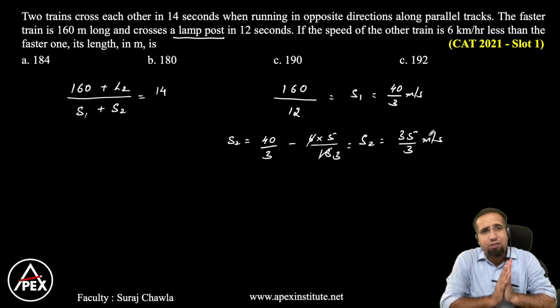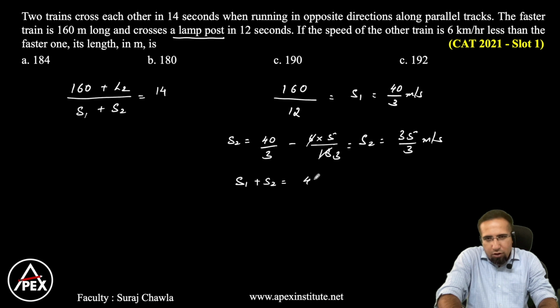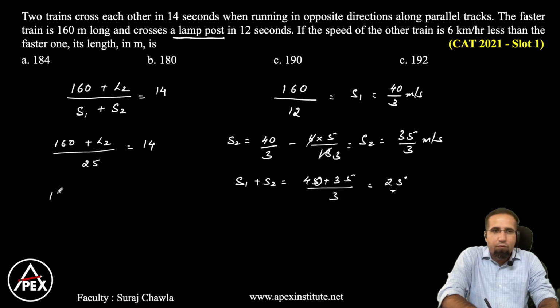So we have S1 and S2 as well. So we can apply the formula here. So what is S1 plus S2 finally? We write S1 plus S2 is equal to 40 plus 35 divided by 3. That is 75 by 3, which will give us 25. So we can write this as 160 plus L2 divided by 25 is equal to 14. Or we have 160 plus L2 is equal to 25 into 14.